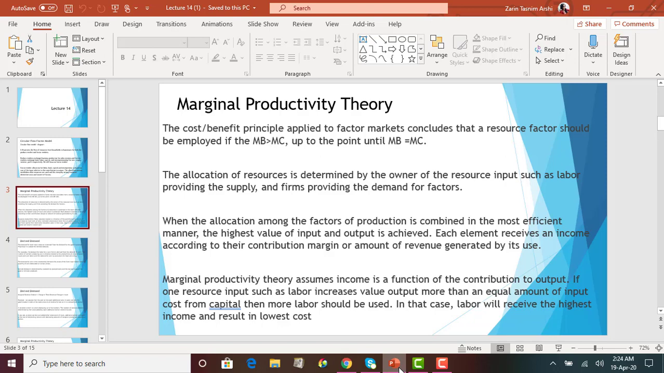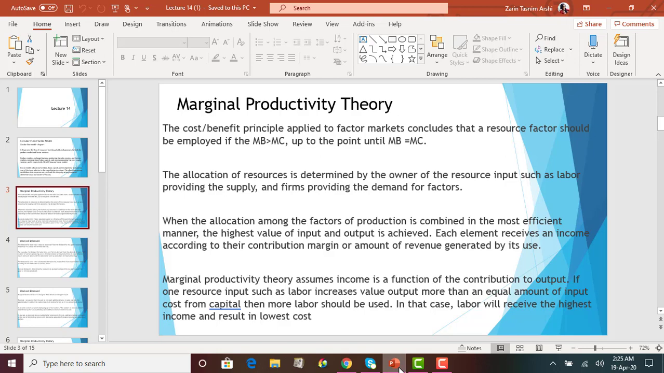Okay, so when the allocation among the factors of production is combined in the most efficient manner, so when we are combining these factors of production, land, labor, capital, and entrepreneur, in the most efficient manner, then we get the highest value of input and output. This is important because we want to be efficient. In order to be efficient, there has to be this allocation of the resources or factors of production in the most efficient manner, so that the value of the input as well as the value of the output is highest.